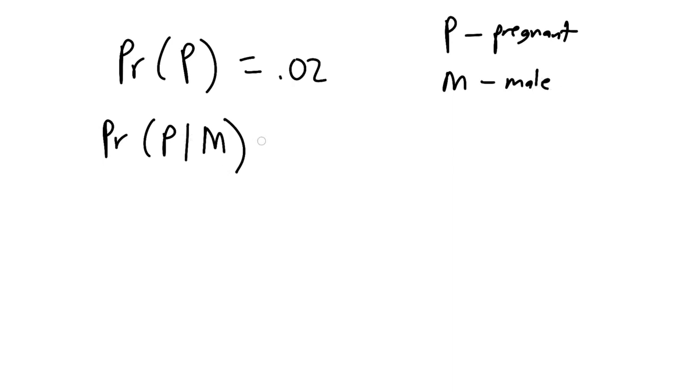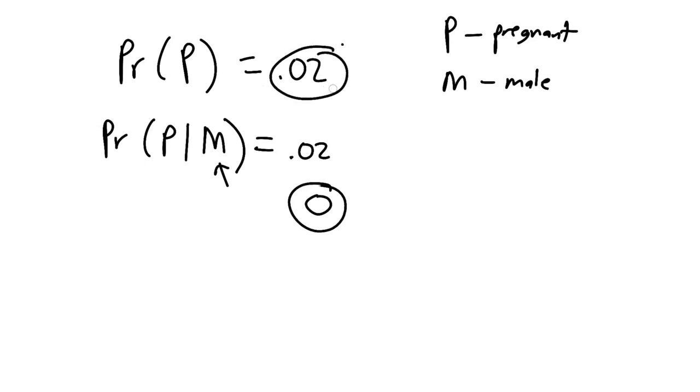Now, if these were truly independent of each other, then we'd say, learning that they're male gives us no further information, therefore the probability is 0.02, right? That is absolutely not the case. Obviously, the probability that they're pregnant, if they're male, is 0. So this is absolutely different than this, and that was one of our conditions for being independent, that those two would be the same.